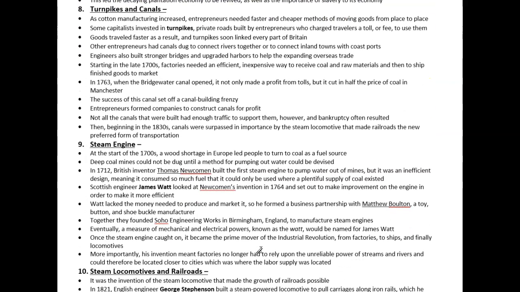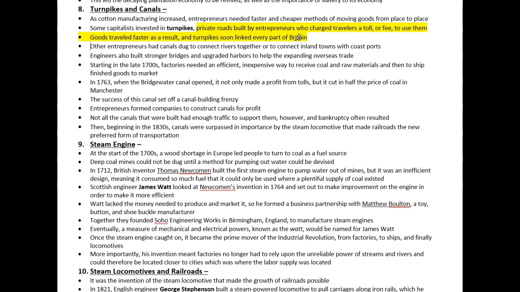Number 8, turnpikes and canals. As cotton manufacturing increased, entrepreneurs needed faster and cheaper methods of moving goods from place to place. Some capitalists invented turnpikes, private roads built by entrepreneurs who charged travelers a toll or fee to use them. Okay, highlight that. Says goods traveled faster as a result, and turnpikes soon linked every part of Britain. Go ahead and highlight that as well.